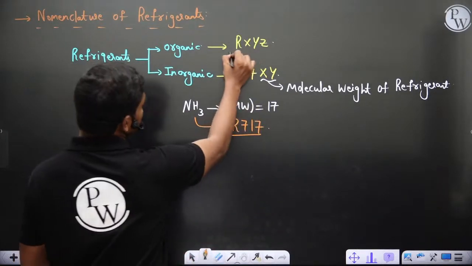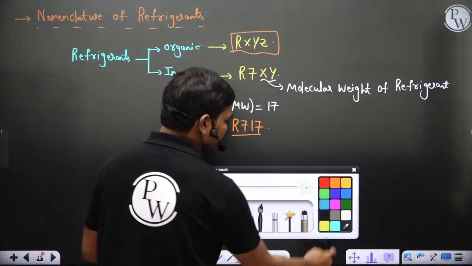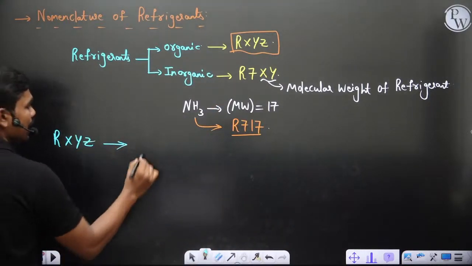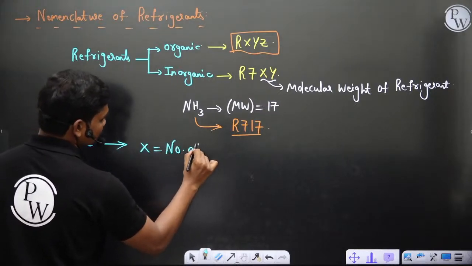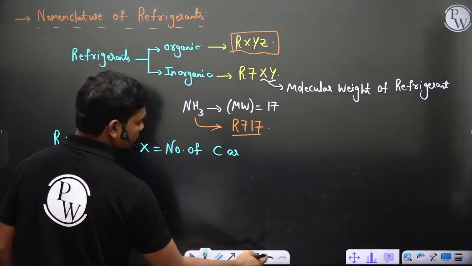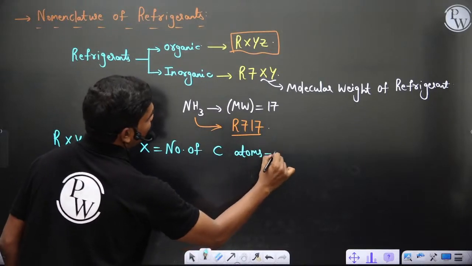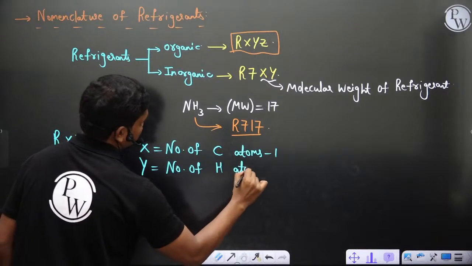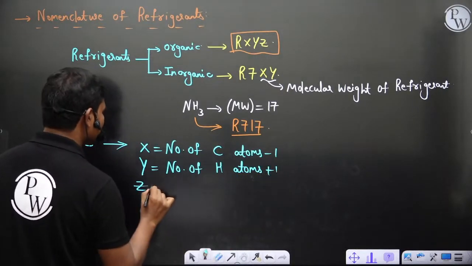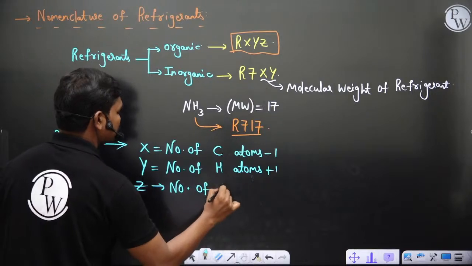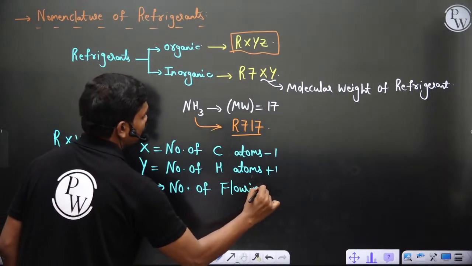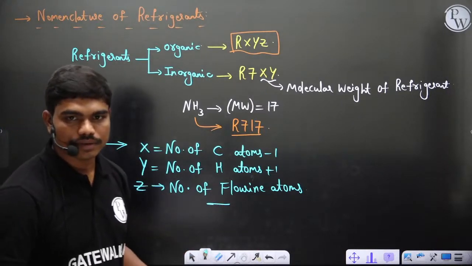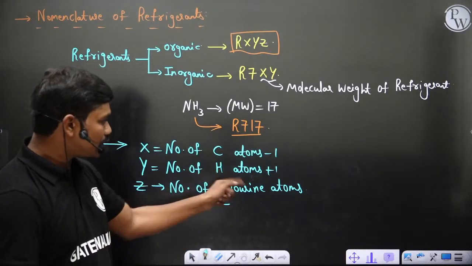Now coming to this, guys, this is a bit interesting to look at. RXYZ. If you see in this, X is number of carbon atoms minus 1, Y is number of hydrogen atoms plus 1, and Z is number of fluorine atoms. This is how we denote them, whereas 717 is basically ammonia.